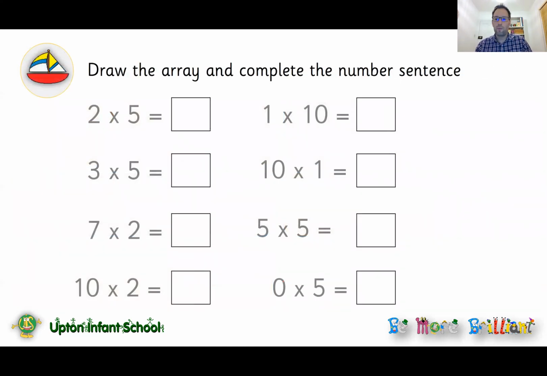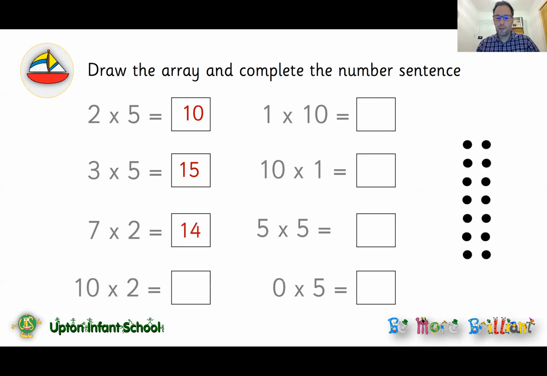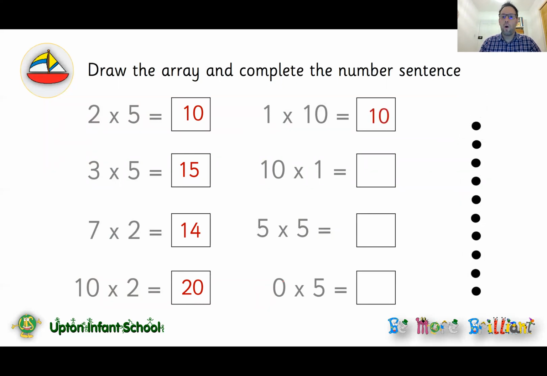And this was the one where you had to draw the arrays to go with it and then write in the answers. So we've got 2 times 5 is 10. There's my array with 2 lots of 5. Then we had 3 times 5. There's my array, and the answer is 15. Then we've got 7 lots of 2, and the answer is 14. 10 lots of 2 is 20. 1 lot of 10, 1 times 10 is 10. And 10 times 1 is 10.